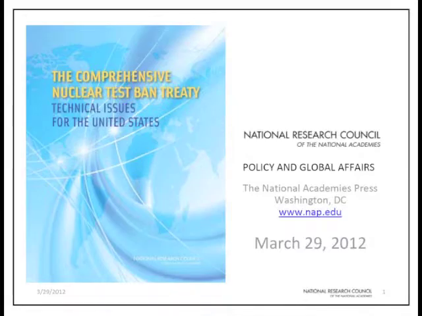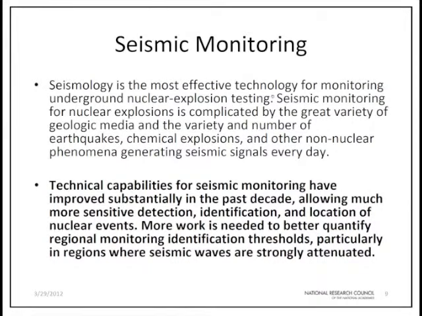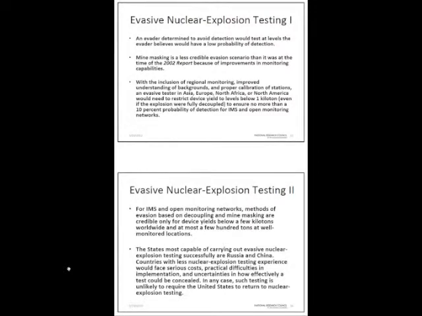So a more formal process managed by the US National Academy of Sciences reported in March of last year on monitoring capability with an overview statement saying that the 90% confidence limit for detection is well below a kiloton for fully coupled explosions, that seismology is the most effective technology for monitoring, that monitoring capability is improved substantially, and so on. And then going on to more specific aspects of the capability in the context of the possibility of an effort to evade monitoring systems.